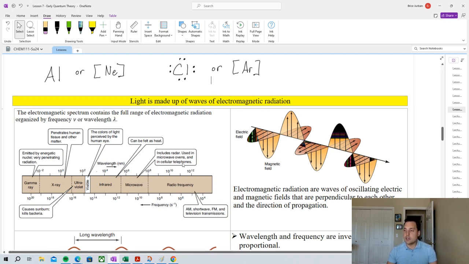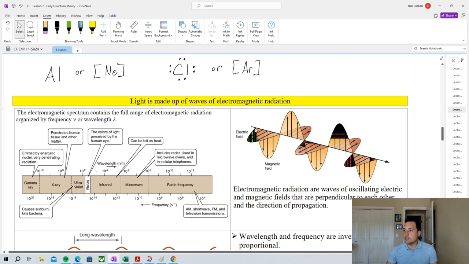A lot of these images are from the textbook. You can go and read a little bit more about it there. But light is made up of waves of electromagnetic radiation. If you've taken physics, this will be a review. If not, this will be a new concept for you. Electromagnetic radiation are waves of oscillating electric and magnetic fields.